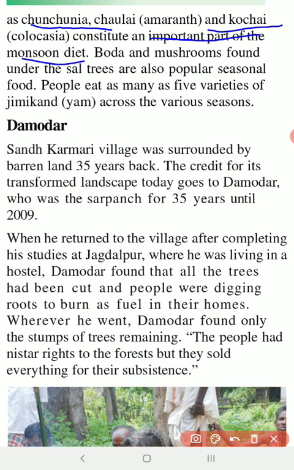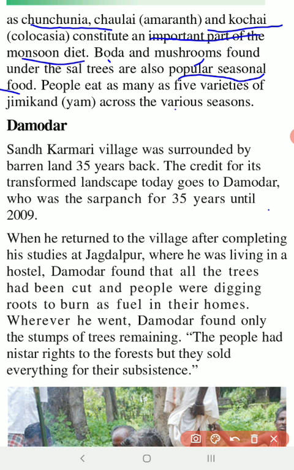Now, bodha and mushrooms found under the salt trees are also popular seasonal food. Usually during the rainy season, we get so much mushroom, and here we get fresh mushroom. In my town in Tamil Nadu, it is very rare to see mushroom. We also get mushroom from the supermarket, but they are not very fresh. But here you just go there and see the mushroom blooming, you take it, you cook it, you eat it. They are very healthy.